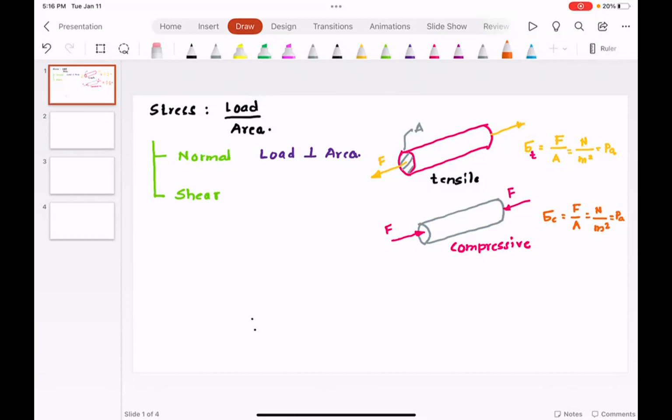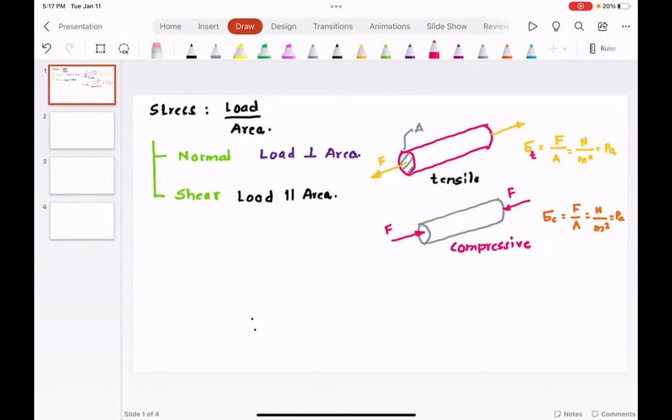Now the next stress is shear. The only difference between normal and shear is area is parallel. So in shear, load is parallel to area. Now what does that mean?